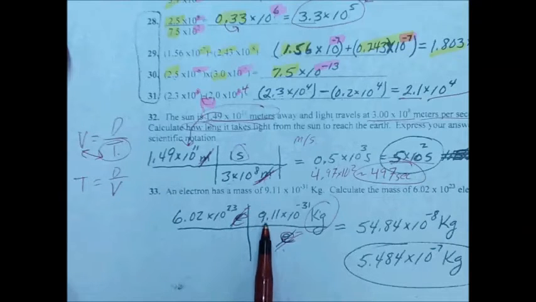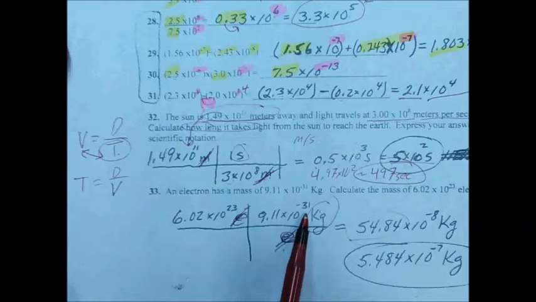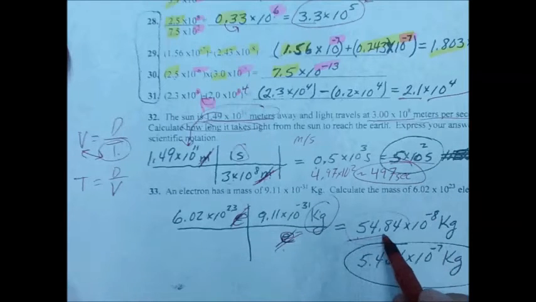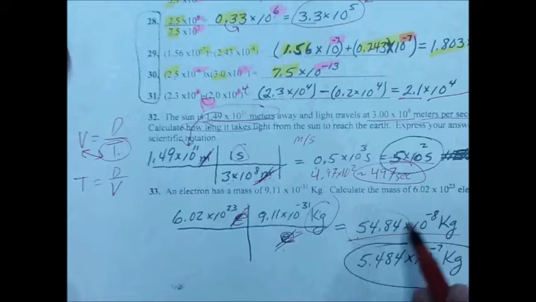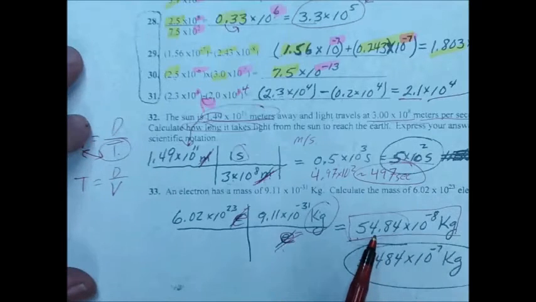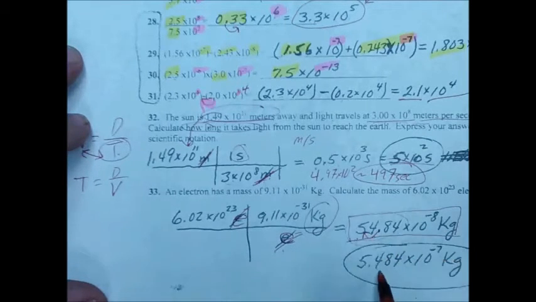6.02 times 9.11 gives us 54.84. And if we take 23 and we add it to a negative 31, we get a negative 8 kilograms. So we end up with 54.84 times 10 to the negative 8 kilograms. Well, this is the correct number, but it's not in correct scientific notation. We need to move the decimal point over by 1, and when we do that, we get 5.484 times 10 to the negative 7 kilograms.